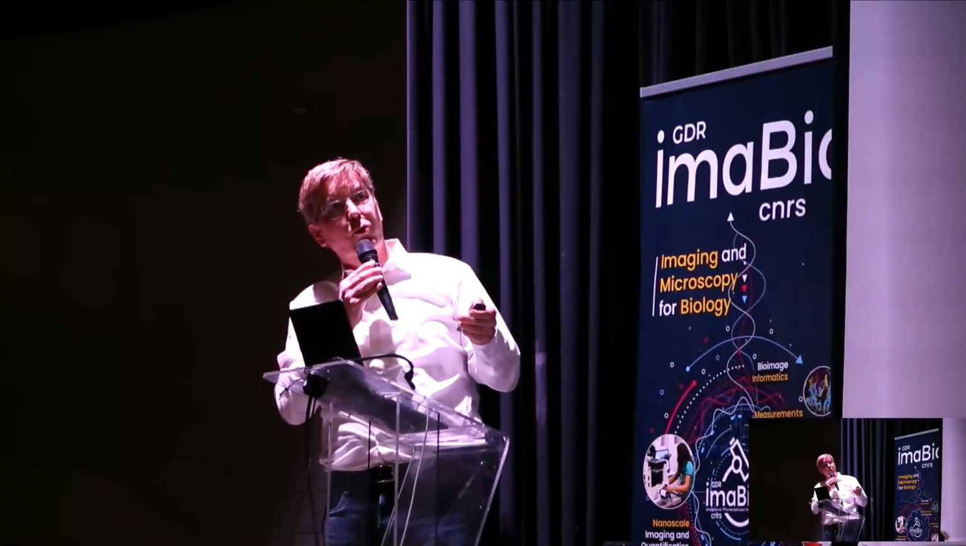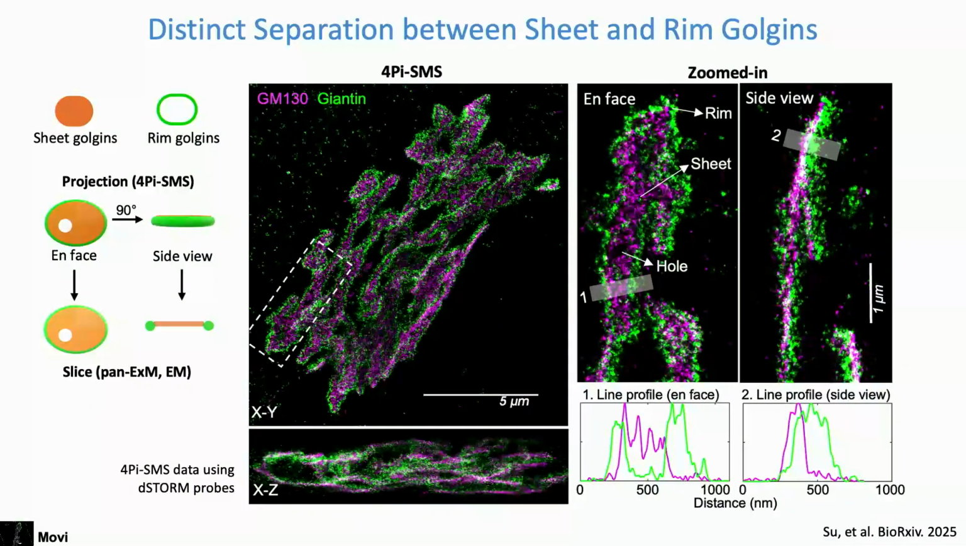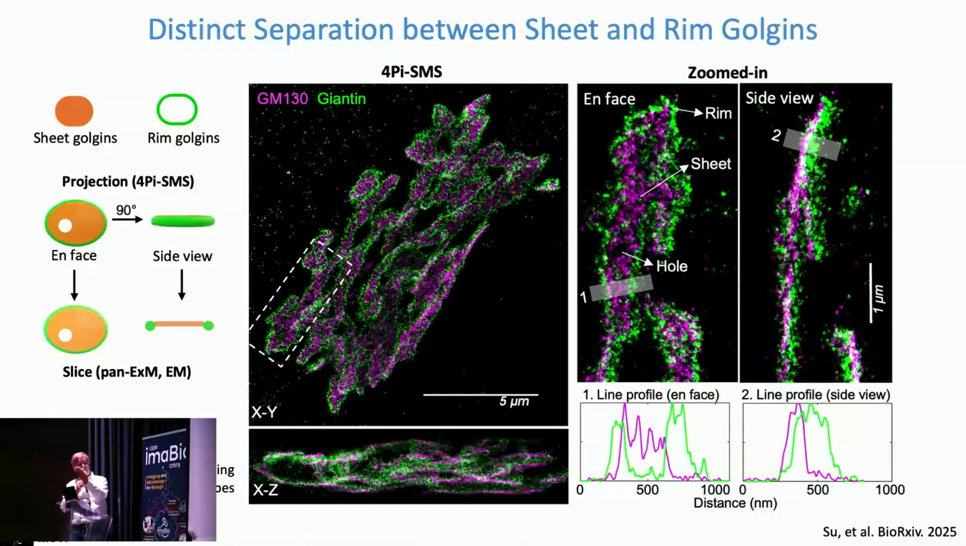So what we can then do is take cross sections of these individual cisterna and measure either along the sheet or across the stack of the sheets, which we call the side view here. And if you look closely, it actually turns out that GM130 and giantin are not exactly in the same plane. There's a little shift between these two. And this, of course, was corrected for any chromatic aberrations.